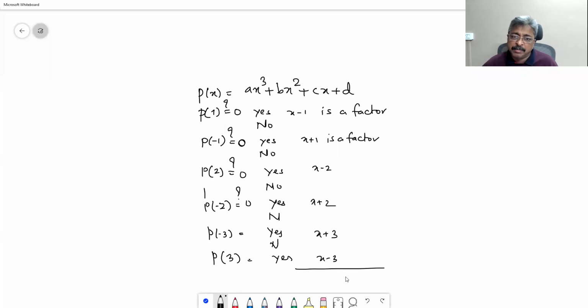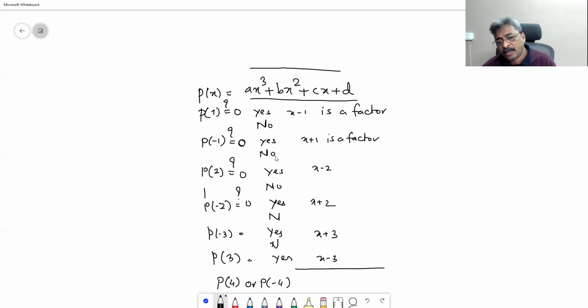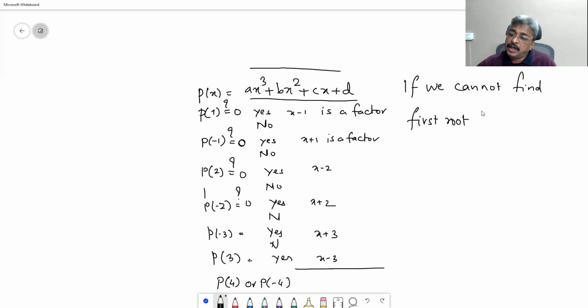And maybe you are tired by this time, and then you will say that it is difficult to factorize this, if you don't get 0 for the 6 integers. Now, if I am setting up a question paper where there is an integer root but that is not amongst them, maybe I will try for P of 4, P of -4. But normally, nobody will expect you to try these numbers. And if we cannot find the first root, then it's difficult to factorize.